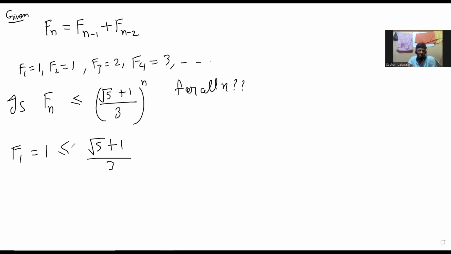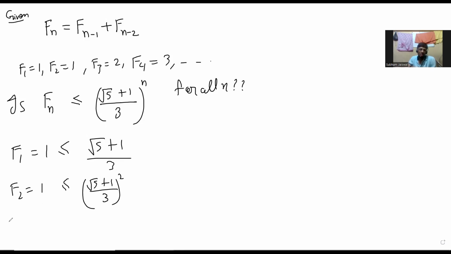Is this true? It is true. So for f1, it is true. For f2 also it is true, but that doesn't mean it will be true. As you're saying, it should not be true. This is correct, right? Because root 5 is 2 point whatever, more than 2. So you see, for the first two terms, it is true. But as you're saying, it should not be true for larger ones.